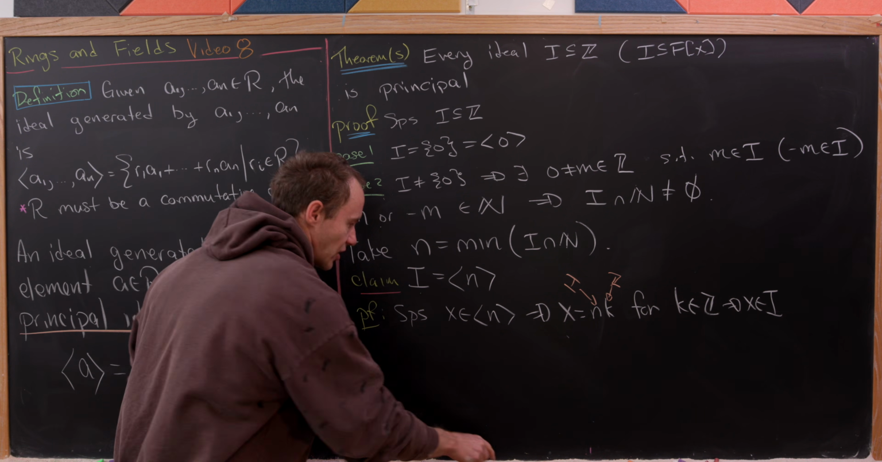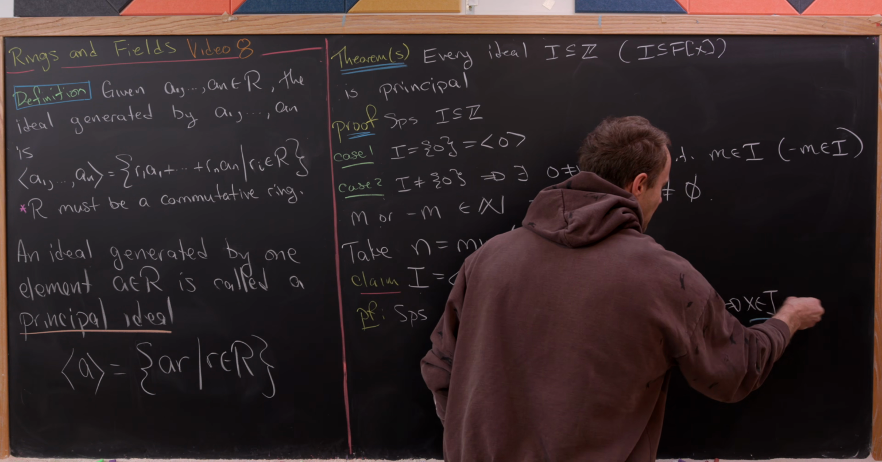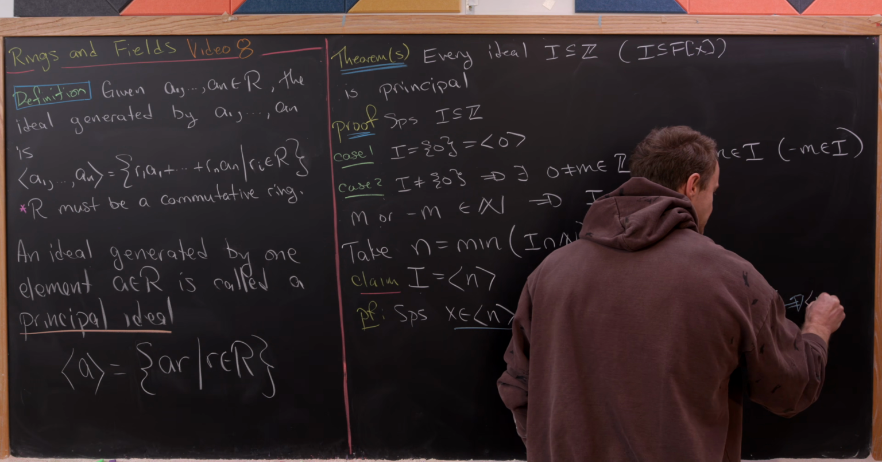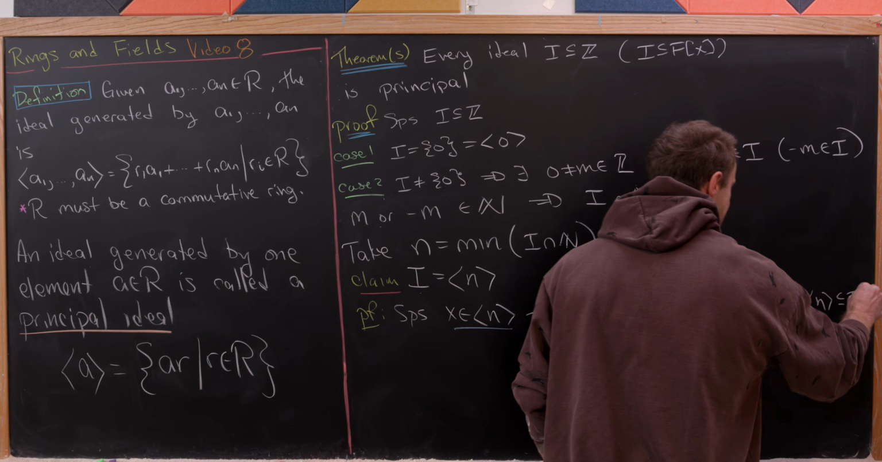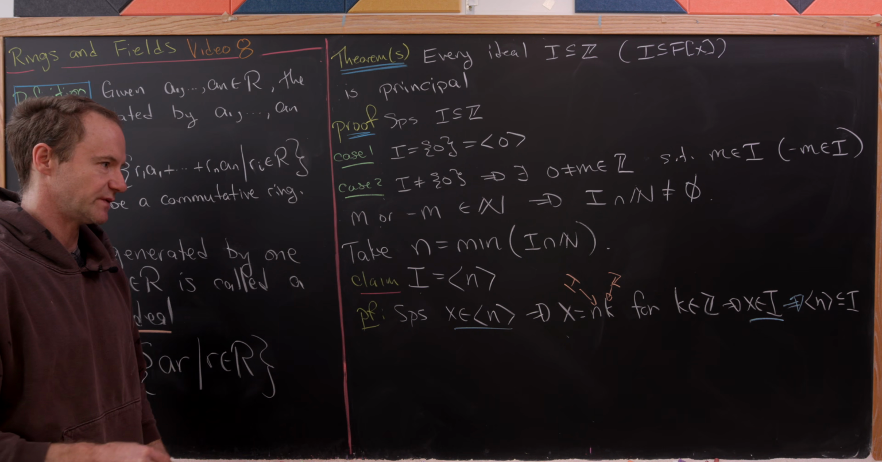But let's see, starting here at x is in the ideal generated by n, ending here with x is in our ideal, means the ideal generated by n is a sub-ideal of I. Okay, so that gives us one of the directions we need.